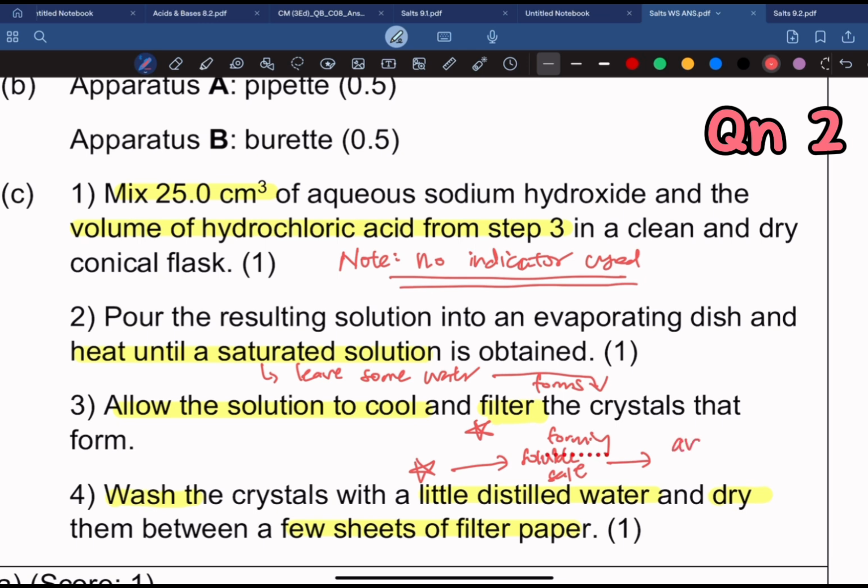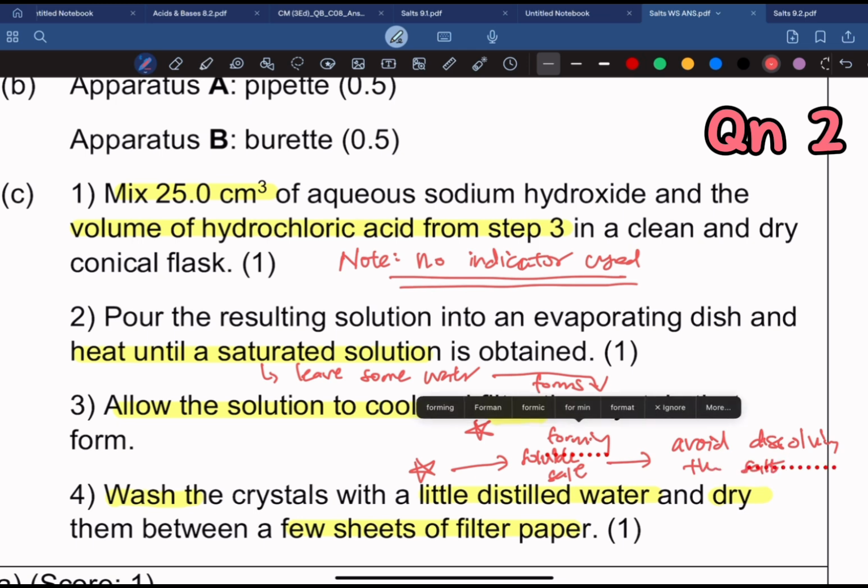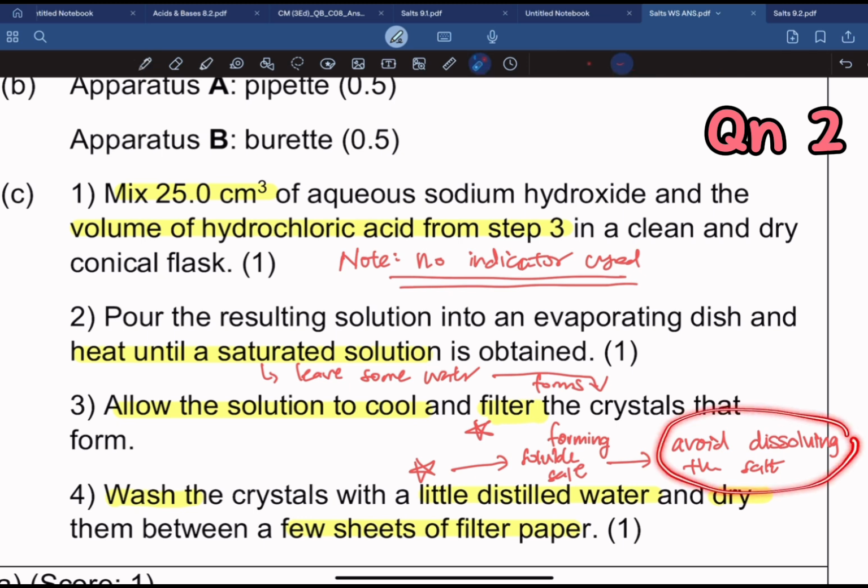So, you want to avoid dissolving the salt if you are going to use too much distilled water. So, it's really just for you to note. It's good to have this little here in all your methods. You can write little distilled water for precipitation method as well, just to be safe. I don't know whether the questions will come out and ask you, why do we use just a little distilled water? The answer is actually to avoid dissolving the salt, because you are forming a soluble salt here. So take note of this.